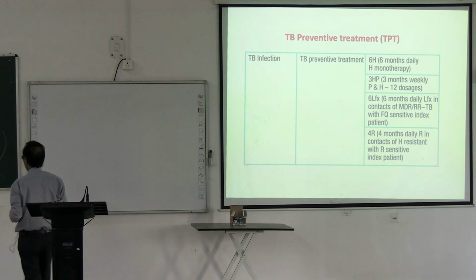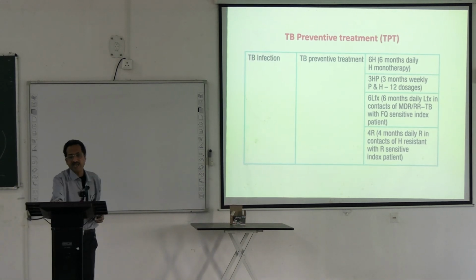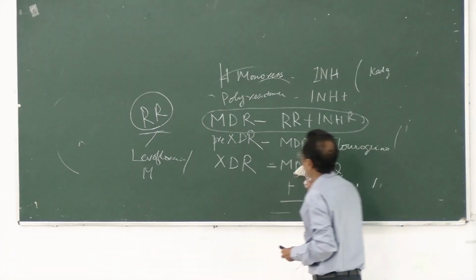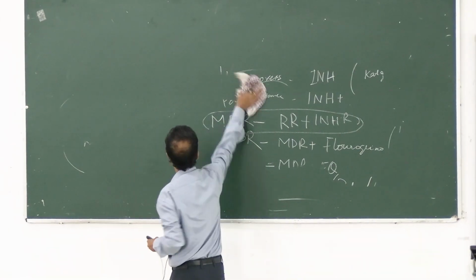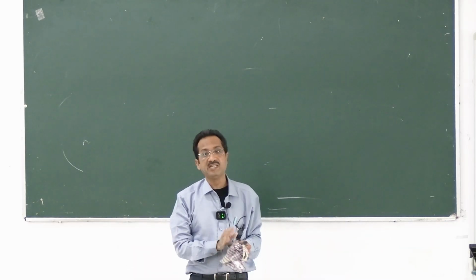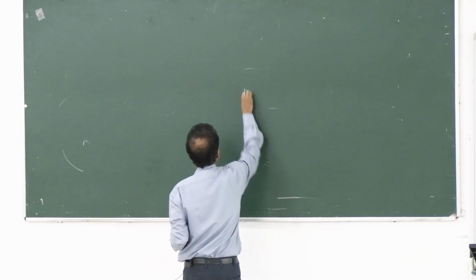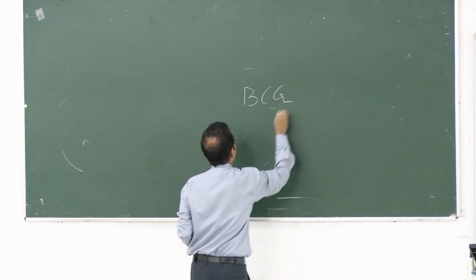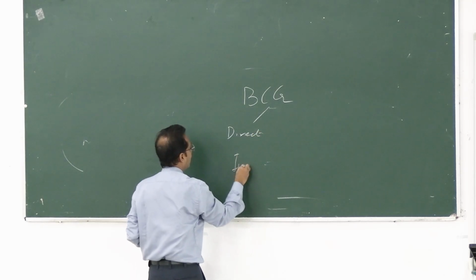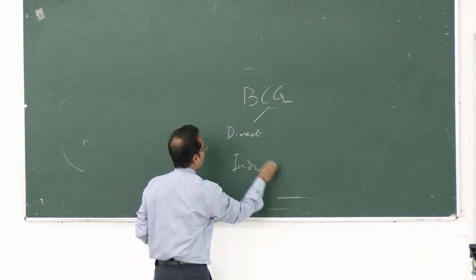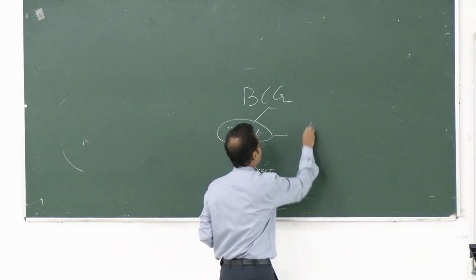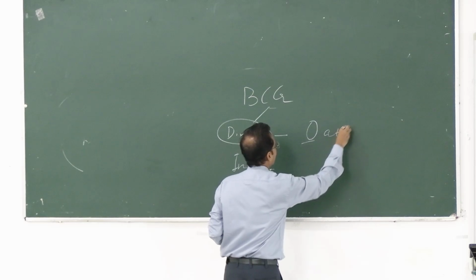Now, one thing I have not covered, that is BCG vaccination. When should it be given, and which strain is used in BCG vaccination in India? BCG vaccination may be given either direct or indirect. In India, the direct method is followed, where TB prevalence is high, so it should be given as a 0 dose, that means at birth.